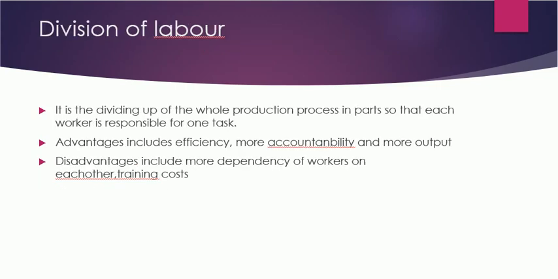The next is the division of labor. It is the dividing up of the whole production process in parts so that each worker is responsible for one task. We would divide our whole production process, which would include 6 or 7 stages, such that the whole production process is given to the 6 to 7 workers, divided into equal parts. Obviously there are some advantages.